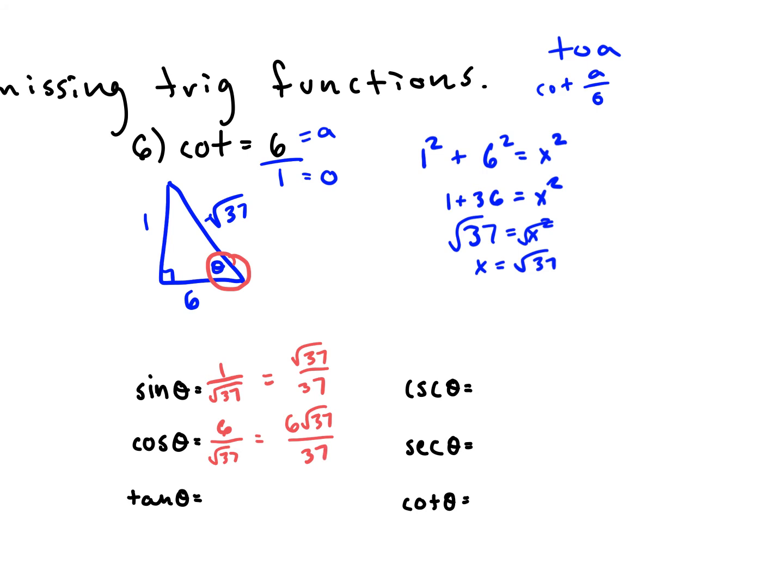Tangent is opposite over adjacent, so 6 over 1. Cosecant, we just flip sine, so it would be square root 37 over 1, which is just square root 37. Secant, we flip cosine, and that would be square root 37 over 6. And cotangent was given to us here, so that's just 6. Any questions here?